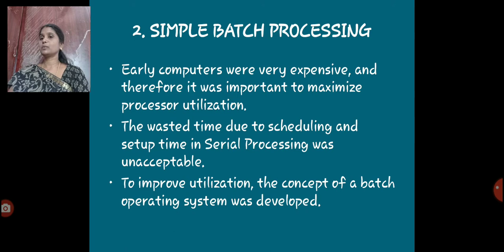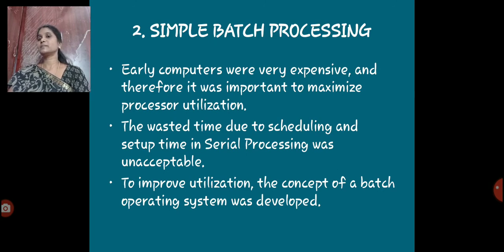Batch is a group of jobs. In early computers, they were very expensive because a single job cannot utilize the entire processor at a particular point of time. So they thought, if they use the computer processor for a couple of jobs or a set of jobs, it could be easy for the utilization of the computer software and the computer hardware also. Keeping this in mind, they came up with this type of processing, like batch processing.